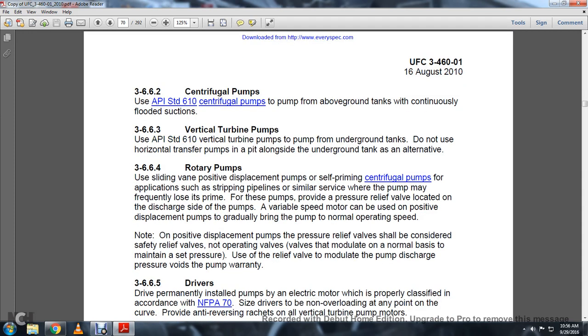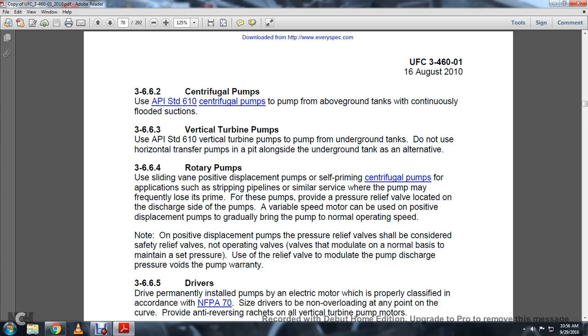366.4 rotary pumps. Use sliding vane positive displacement, self-priming pumps in place of centrifugal pumps on the streaming pipeline and similar services where the pump may frequently lose its prime, with the pump provided with a pressure relief valve located on the discharge side of the pumps. A varying speed motor can be used with positive displacement pumps to gradually bring the pump to normal operating speed. Note that on positive displacement pumps the pressure relief valve should be considered a safety relief valve, not an operating valve. The valves are not modulated on a normal basis to maintain the set pressure.